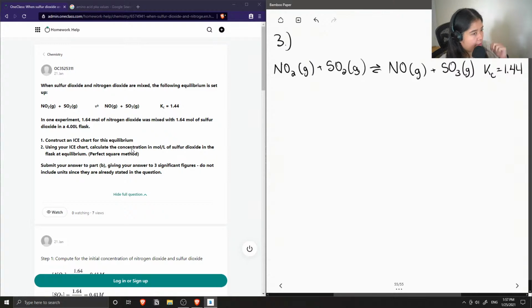In one experiment, 1.64 moles of nitrogen dioxide was mixed with 1.64 moles of sulfur dioxide in a 4-liter flask. Step 1 is to construct an ICE chart for this equilibrium. Step 2, using your ICE chart, calculate the concentration in moles per liter of sulfur dioxide in the flask at equilibrium. Submit your answer to part B, given your answer to 3 significant figures. Do not include units since they are already stated in the question. Okay.